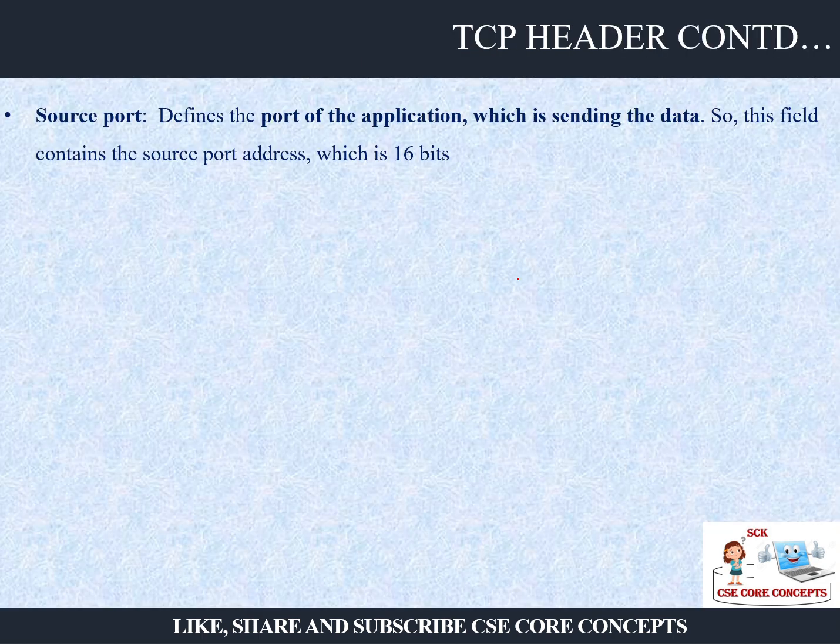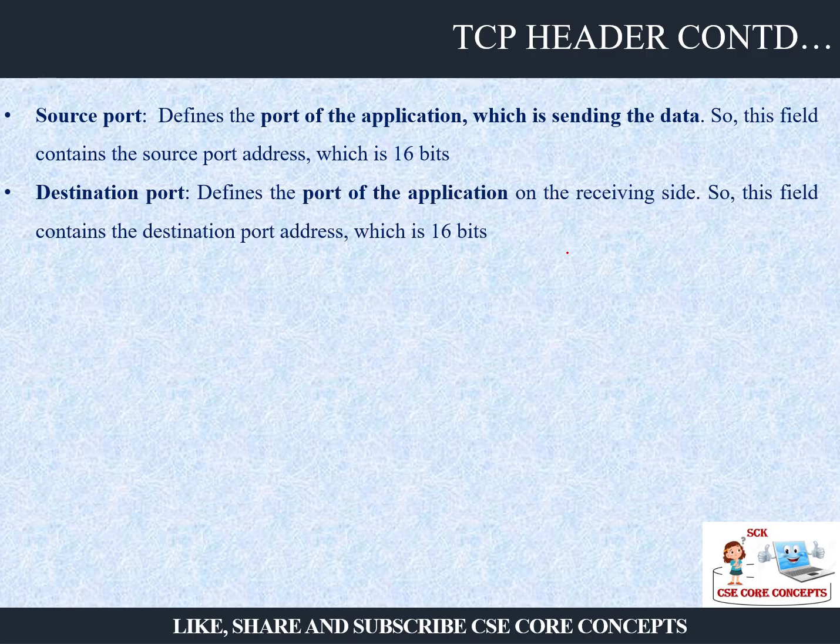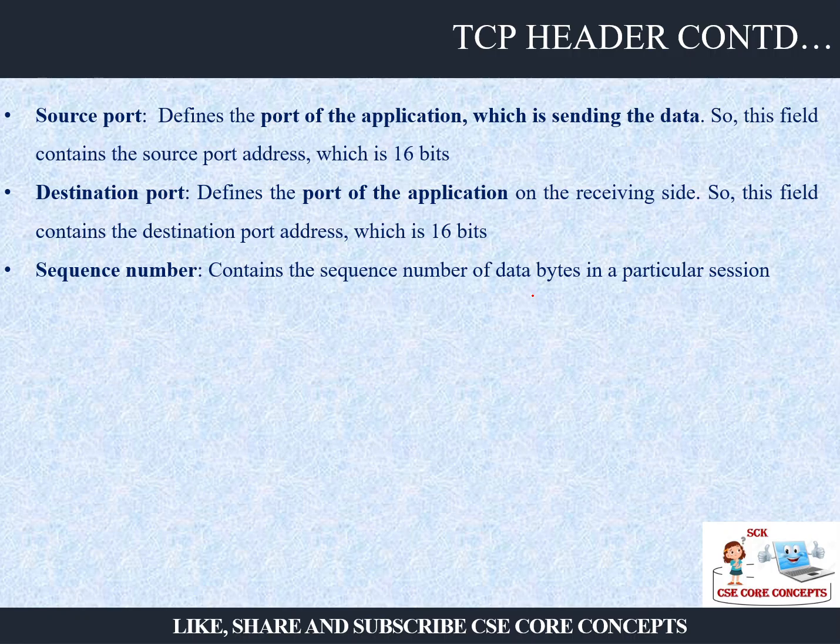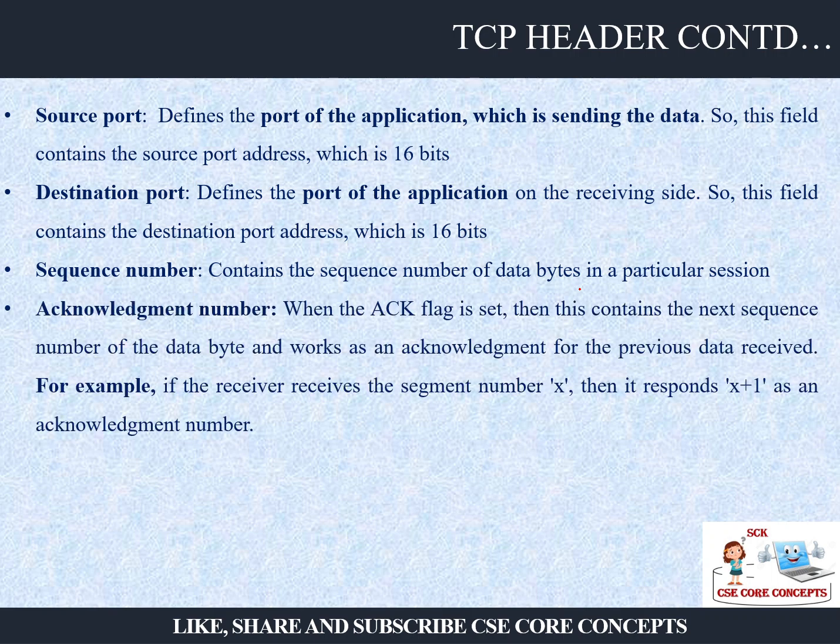The source port address is obviously the port of the application which is sending the data. If you are talking about HTTP, you will have port 80 and so on, which is 16 bits. Similarly, the destination port is the port on the receiving side that you are asking for. Then comes the sequence number, which is the sequence number of the data bytes in the particular session. Because it is connection oriented, a session is established between them, so the sequence number of those data bytes is given as the sequence number.